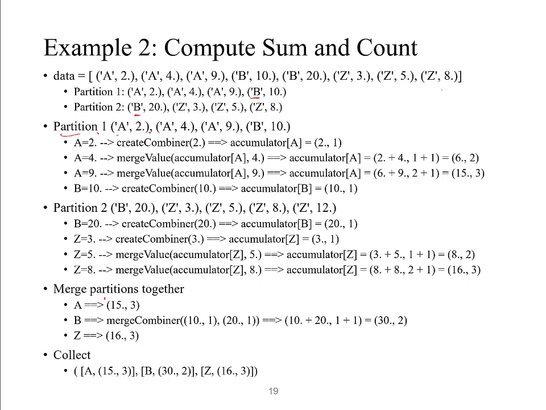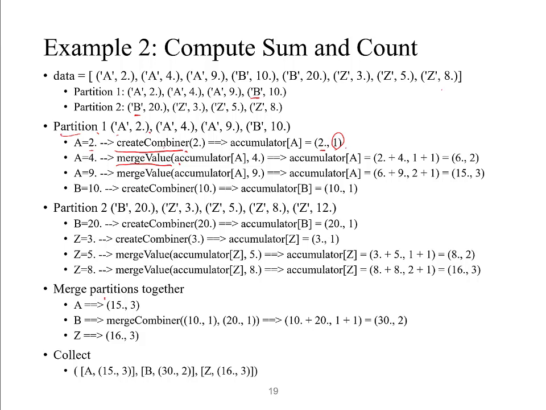So for A2, as it is the first single row that we met, we use a create combiner. That's why this 2 comes from the 2 here, and 1 is the count, right? And for A4, because this is a single row that meets a previously reduced row, we use merge values.